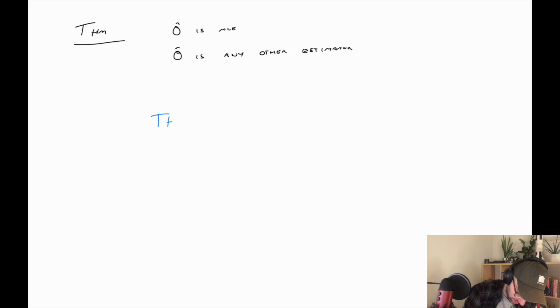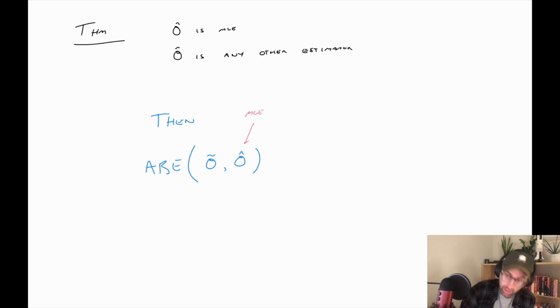Well, then the asymptotic relative efficiency of that other estimator, that looks like a hat but it's a tilde, to the MLE. Let's note that, because my parameter decorations have been really bad here, this thing is less than or equal to 1.